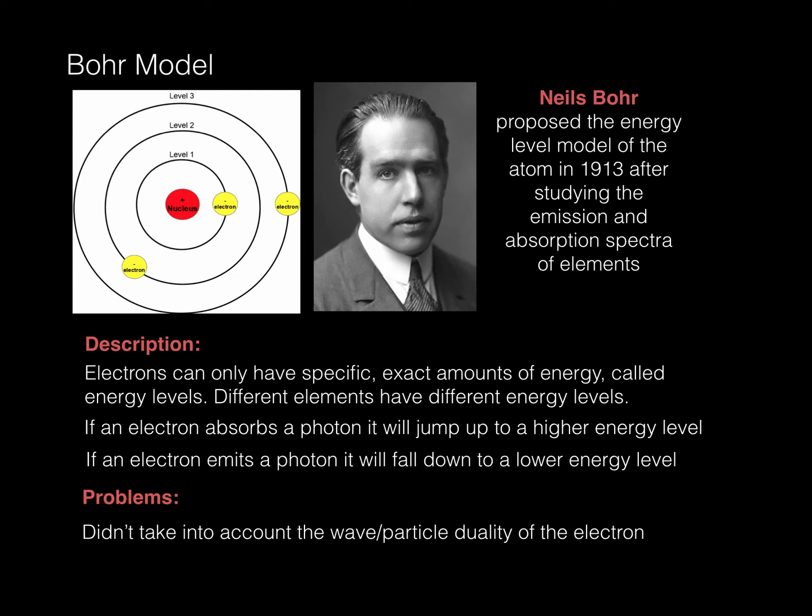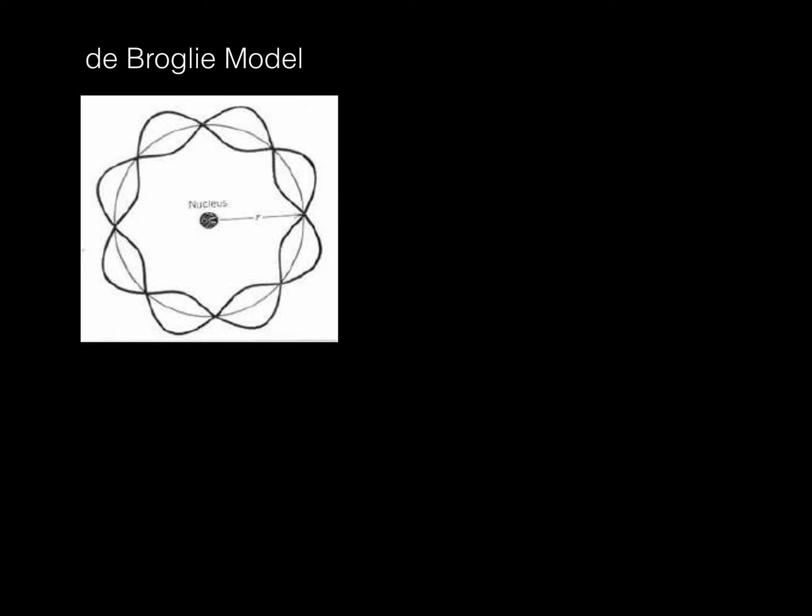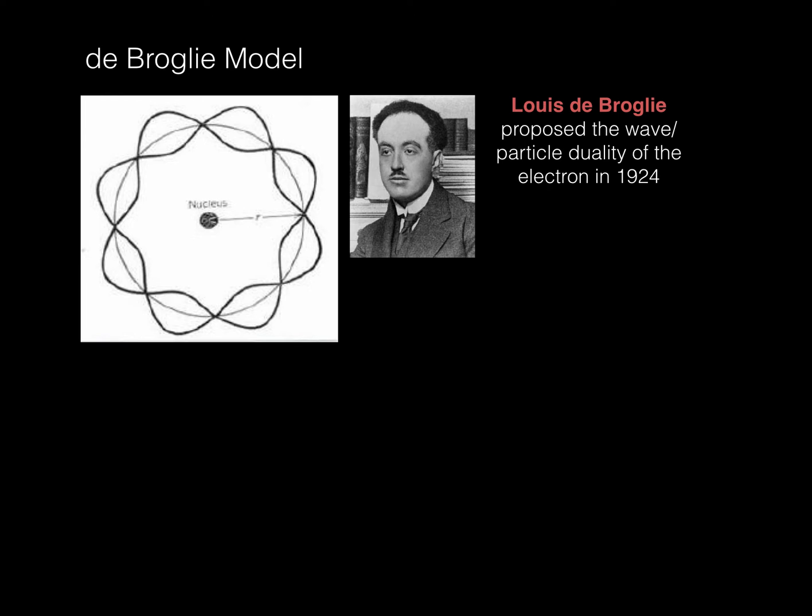Bohr's model didn't take into account the wave-particle duality of the electron discovered by de Broglie a little bit later. And there was no reason given for the fixed energy levels. The de Broglie model of the atom took into account the wave-particle duality of the electron. Louis de Broglie proposed the wave-particle duality of the electron in 1924.